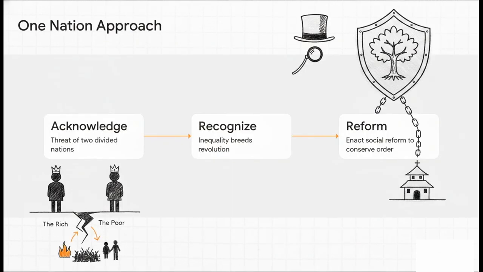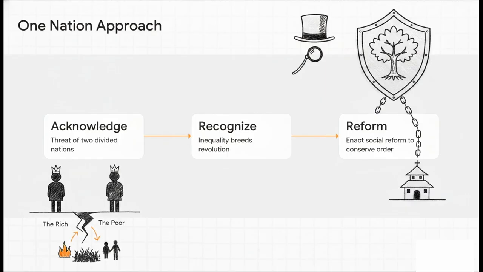A perfect historical example of this is the one nation approach championed by 19th century UK Prime Minister Benjamin Disraeli. Disraeli pragmatically looked around and acknowledged a huge threat. Society was splitting into 2 completely divided nations, the rich and the poor. He recognized that extreme inequality inevitably breeds revolution, and revolution, as we know, would destroy the organic society.